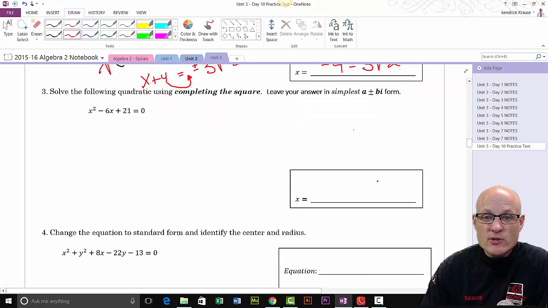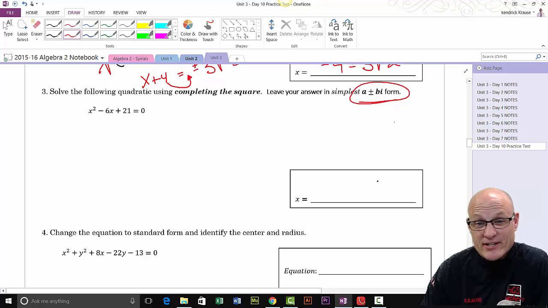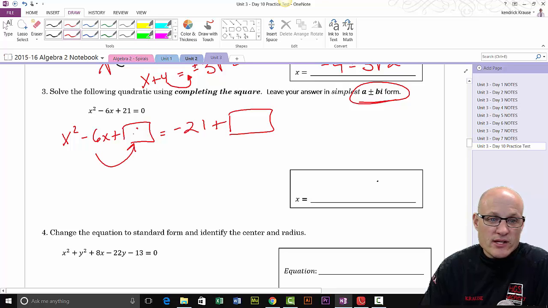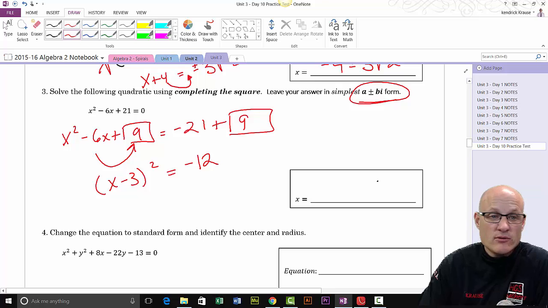Ka-ching. This one says in a plus bi form, which means we're going to have an imaginary answer, which means we're going to have a negative under the radical. So x squared minus 6x plus square equals negative 21 plus square. Half squared is 9. So what I end up with is x minus 3 squared is equal to negative 12.